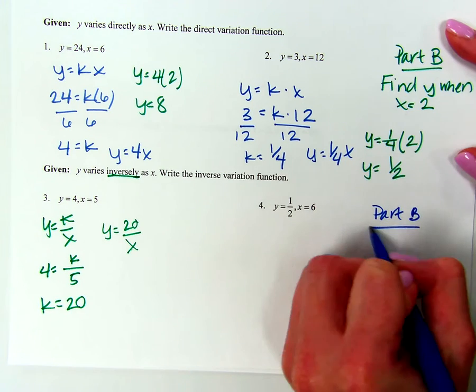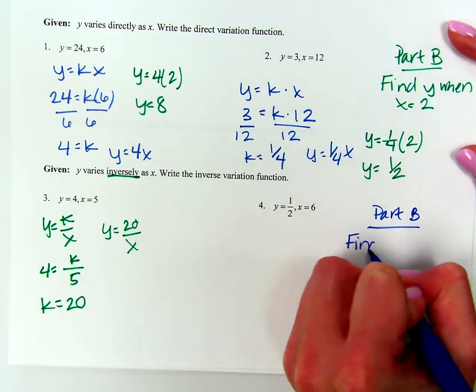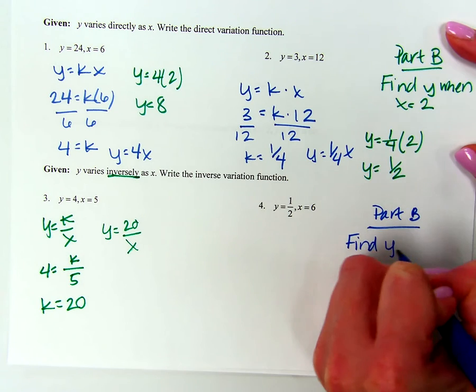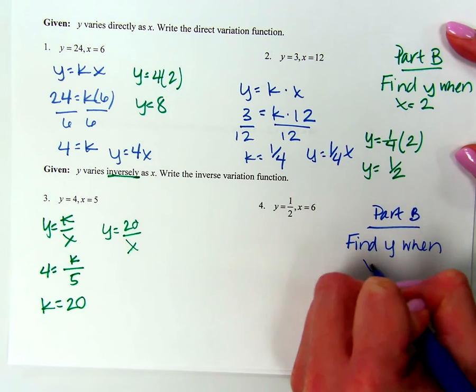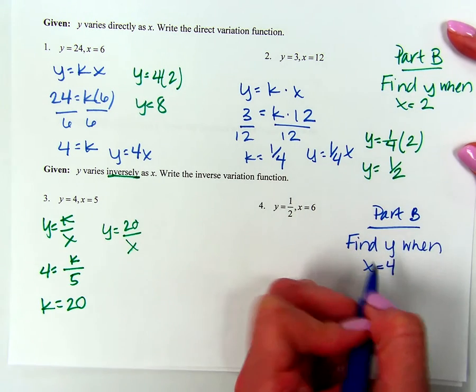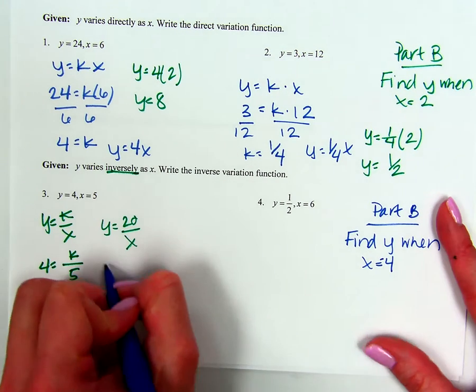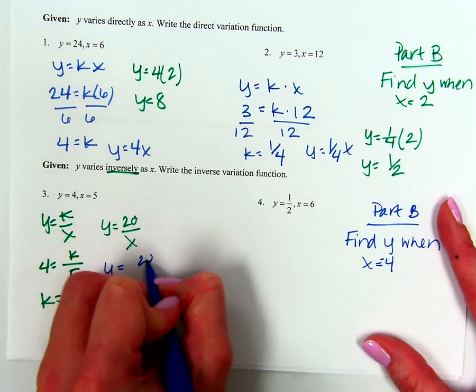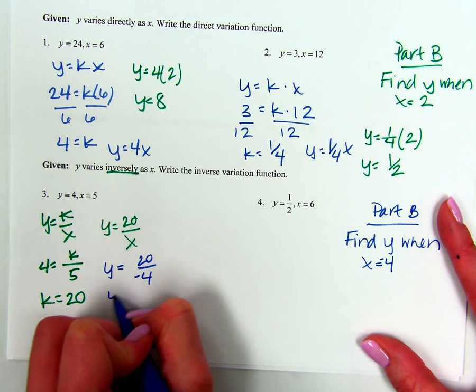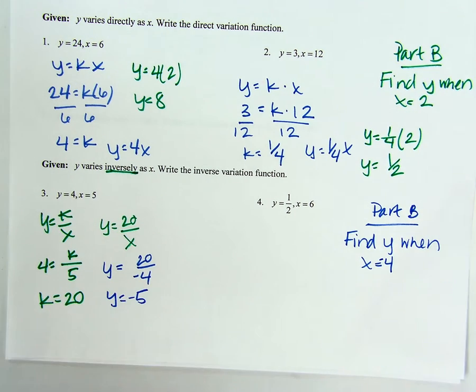So part B, for these two equations, we're going to find y when x equals negative 4. So we'll take our negative 4 and put that in there. So we have y equals 20 divided by negative 4. So y equals negative 5.